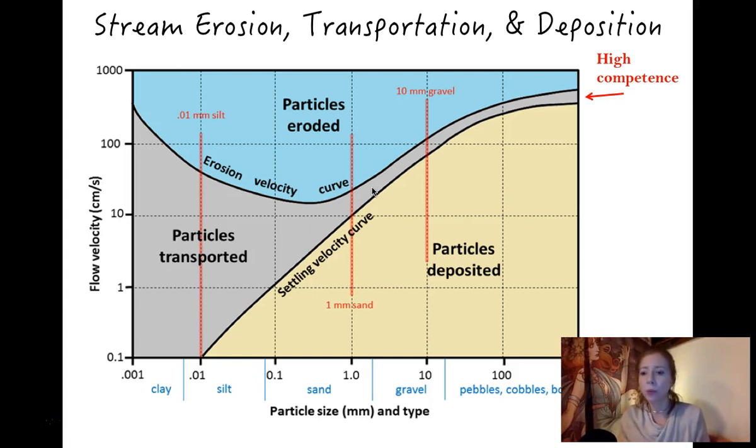But then when you get really energetic water, so these really high velocity water up here, you're going to get wearing away and erosion of the particles rather than transport. And then if you have slower, less energetic water and larger particles, they're not even going to be lifted at all. They're going to fall out of the water. They're going to be deposited.